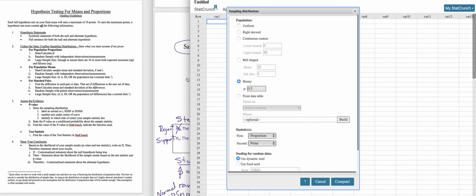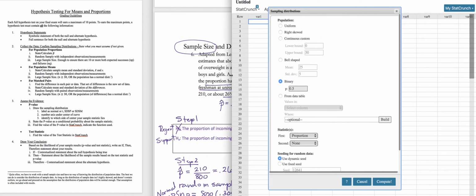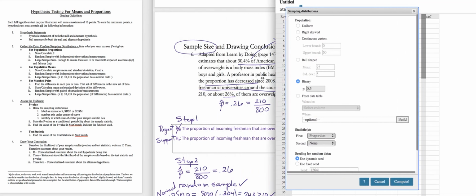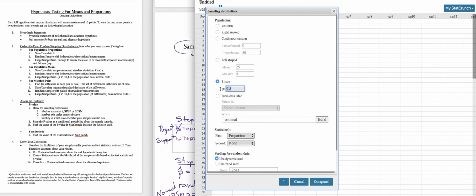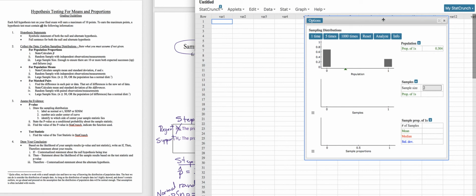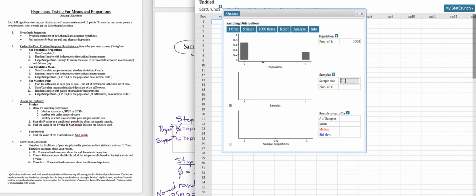I'm going to set this up to be binary. Let's see, P was 0.304. So I'm going to set this up with a target population proportion of 0.304. And what we just did was using a sample size of 800. So I'm going to click 1,000 times. And what we see down here in the bottom is that simulated sampling distribution of sample proportions.